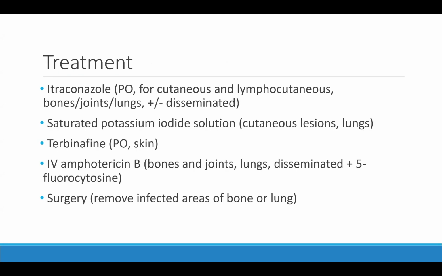Treatment is with oral itraconazole for cutaneous and lymphocutaneous disease. You can also use it for patients with involvement of the bones, joints, lung, or even disseminated disease. Saturated potassium iodide solution has been used for cutaneous lesions and lungs, while oral terbinafine can be considered for skin lesions. If more serious infection occurs, IV amphotericin B is indicated, particularly for involvement of the bones and joints, lungs, disseminated disease, and you can even add on 5-fluorocytosine. And lastly, surgery can be used to remove infected areas of the bone or lung.